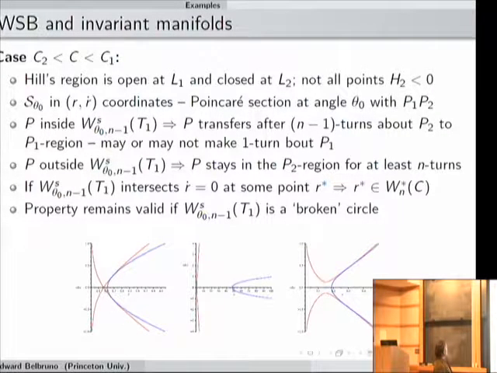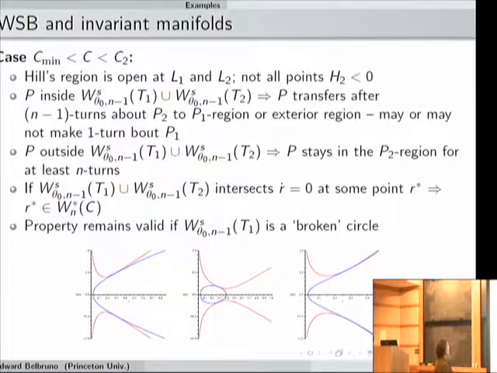In this case, if the stable manifold n minus first cut intersects r dot equal to 0 at some point r star, then r star is in fact in the weak stability boundary. And this property remains the same even if this is a broken circle, as I described before. You can do this for this range. I'm not going to go into it. This is the range where the Hills region opens on the other side at the point T1.